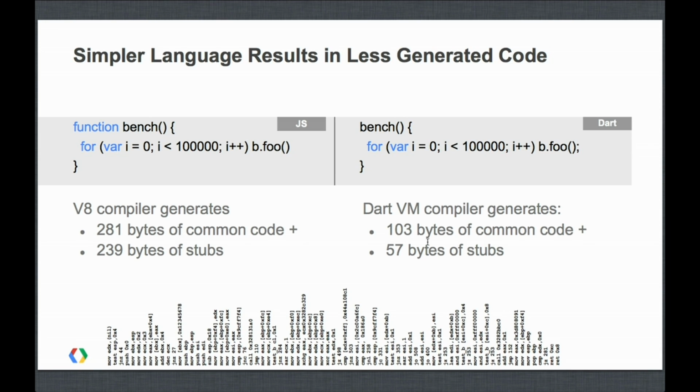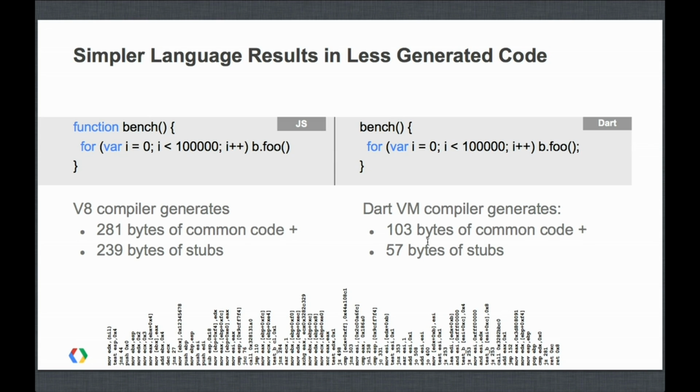On the left side, you can see the result of what V8 generates. It generates nearly 300 bytes of common code and 239 bytes of stub code. And the stub code is the support you need in order to handle deoptimization if something goes wrong, like, for instance, if you add extra code in the middle.